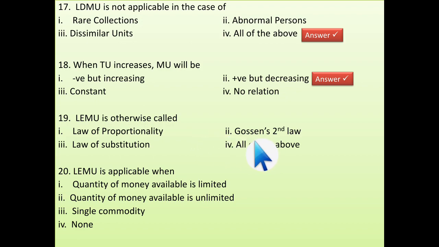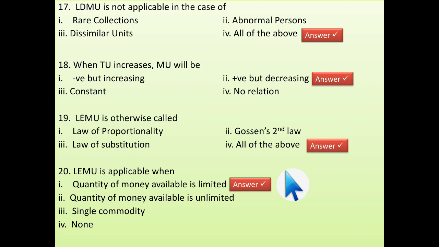Next is, LEMU is otherwise called what? Gossen's second law, right? Law of substitution, right? Law of proportionality, it is also right. So the answer will be all of the above. Clear? Next, LEMU is applicable when quantity of money is limited, unlimited or single commodity. See, LEMU is how we use our limited budget to allocate among different commodities so that marginal utility derived from each commodity will be proportionate. That means our money availability is limited.